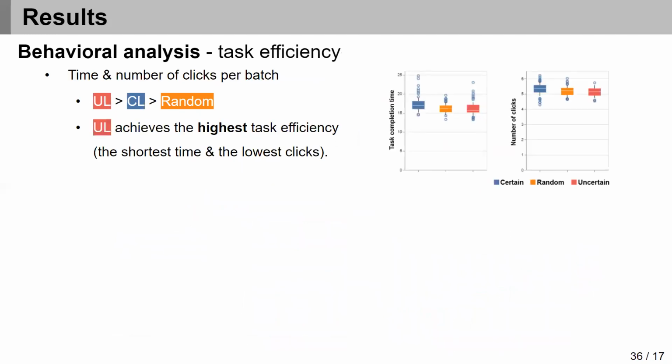In the case of task efficiency, UL achieved the highest task efficiency. Labelers showed the shortest task completion time and minimal number of clicks when they were under UL.